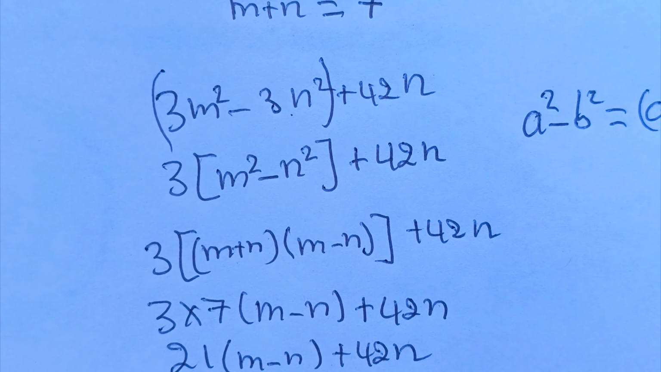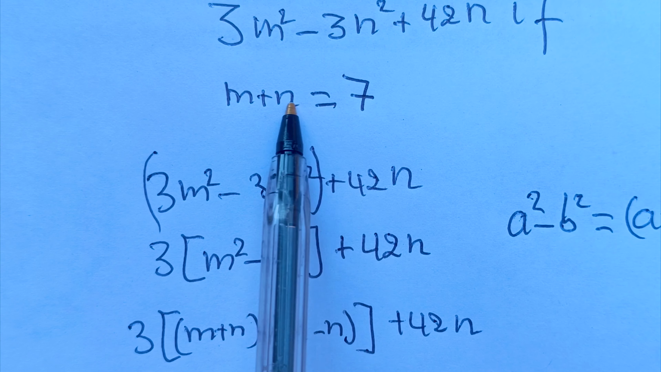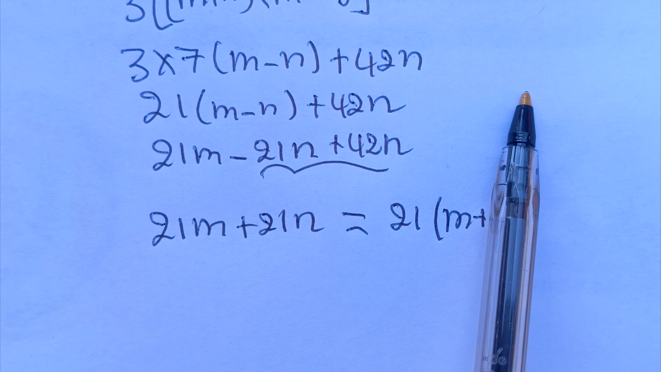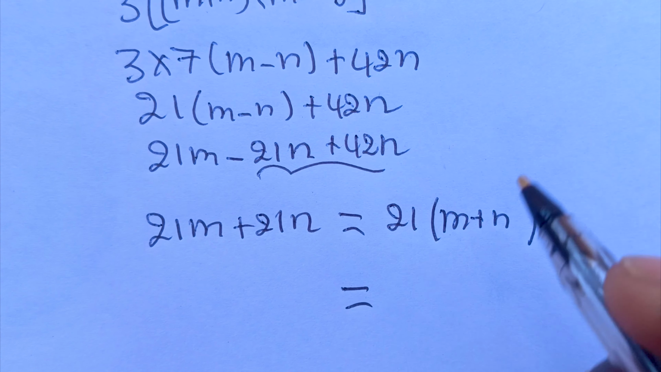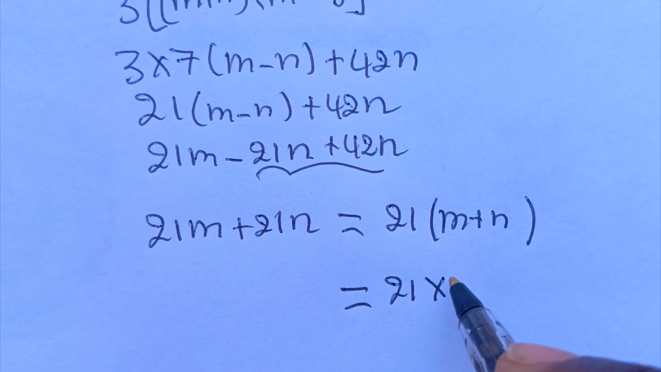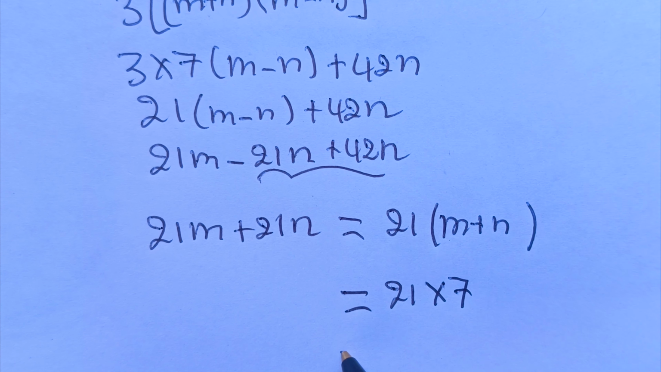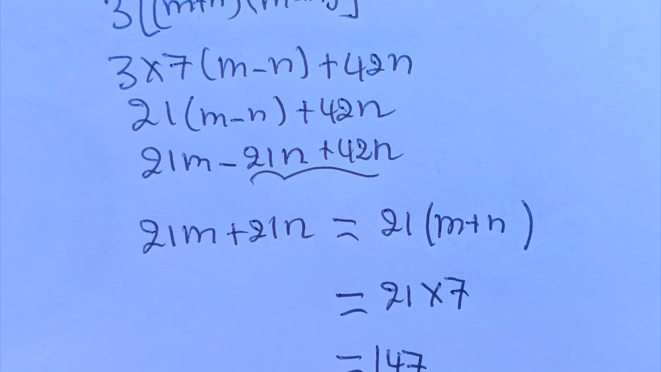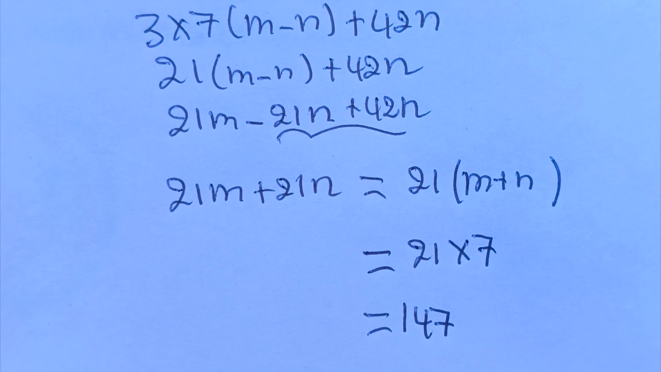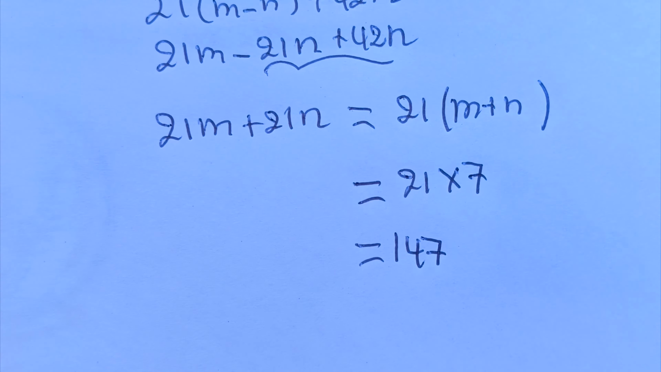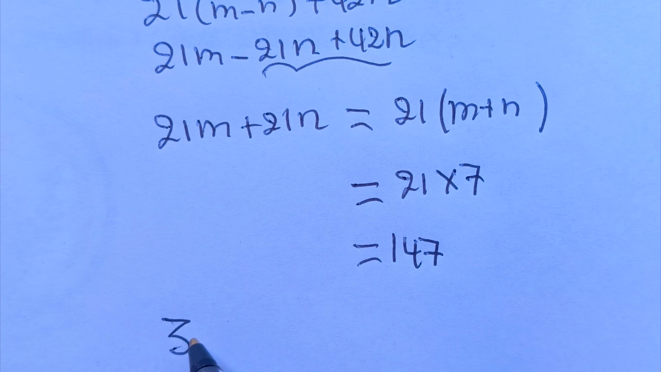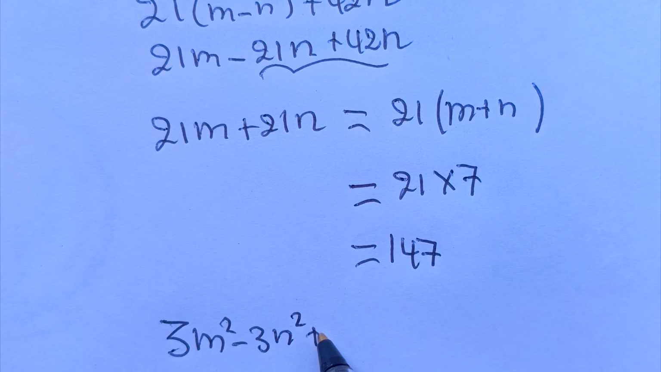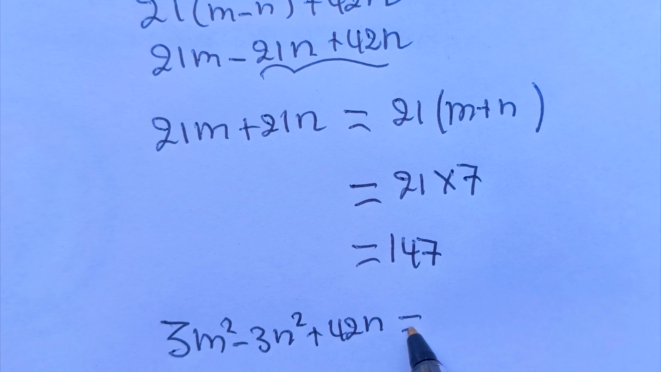Hope you remember that we've been given the value of m plus n as 7. Now this is equal to 21 times 7, and this is 147. As a conclusion, we can say that 3m² minus 3n² plus 42n is equal to 147.